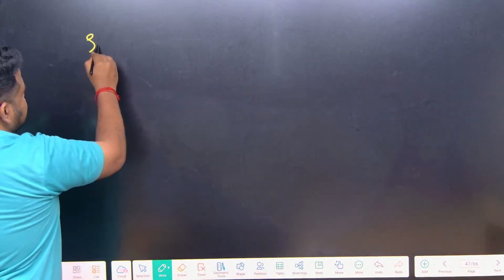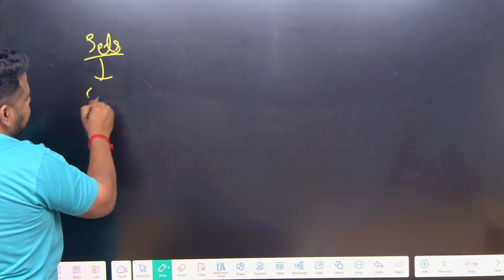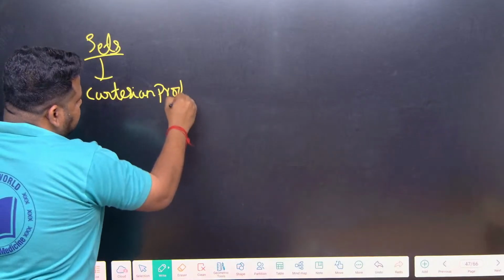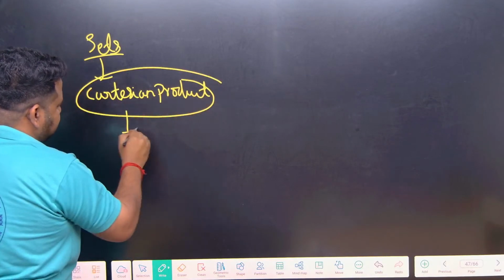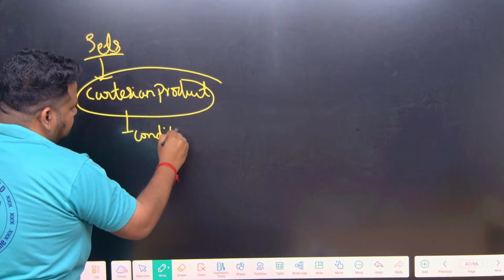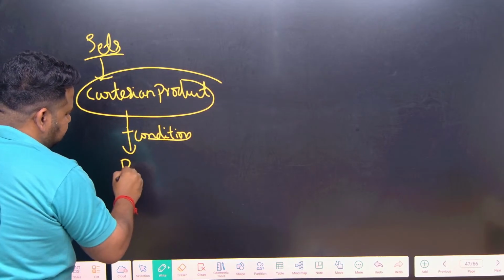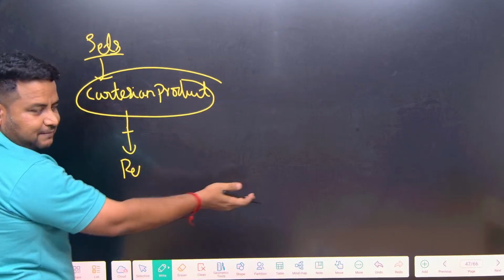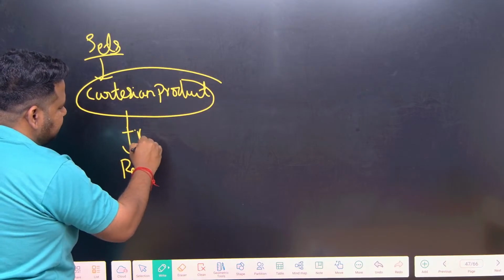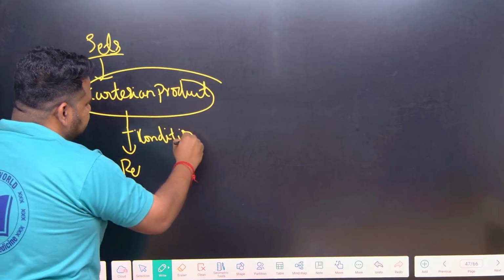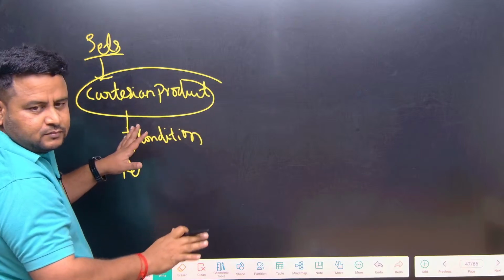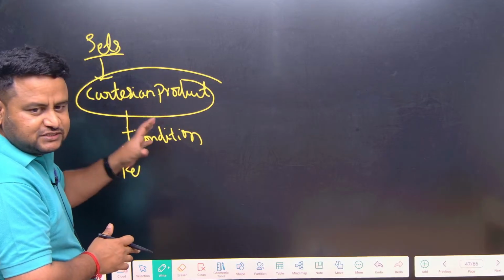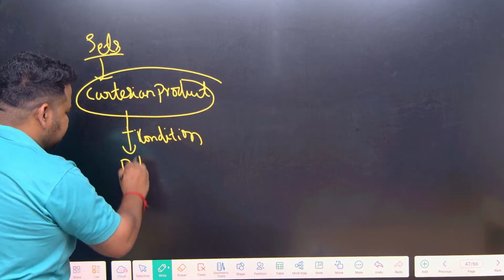So sets are there. For that you apply the Cartesian product. For this Cartesian product you apply some condition. What you get is a relation. What is the condition I apply? Odd elements. That means out of this Cartesian product, I don't want everything. Suppose you go to a hotel, everything in the menu you don't want, only specific things which are favorable to you. That is a relation.